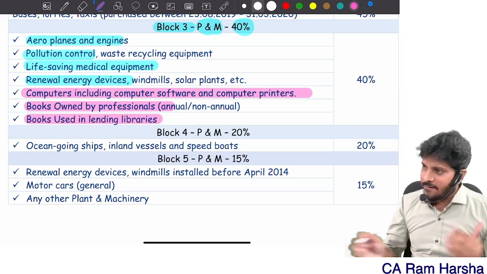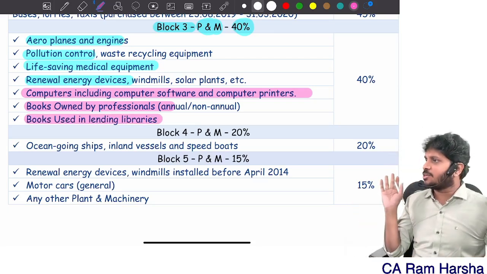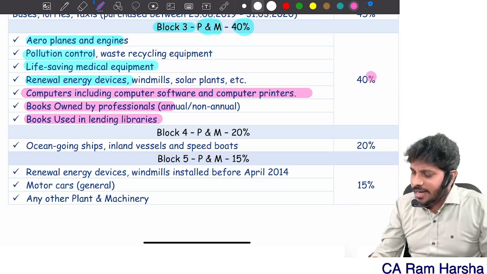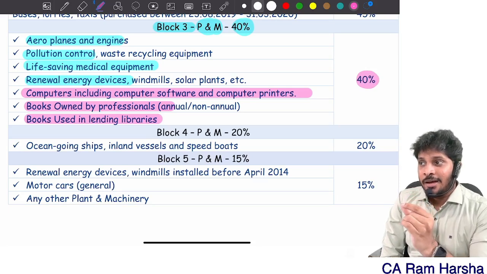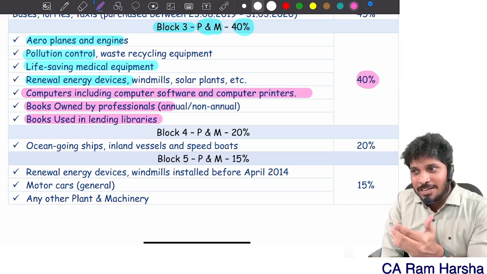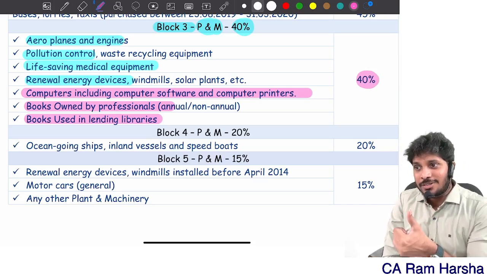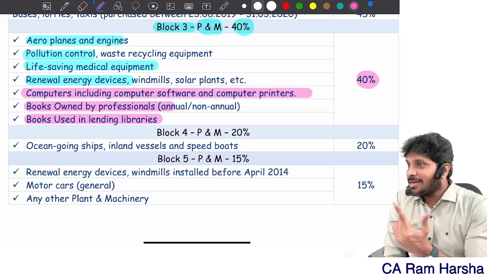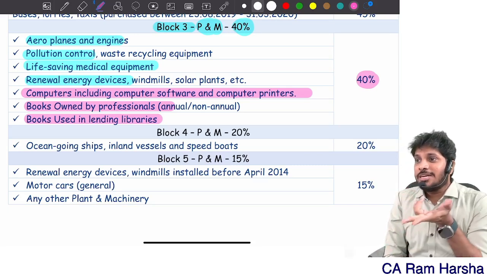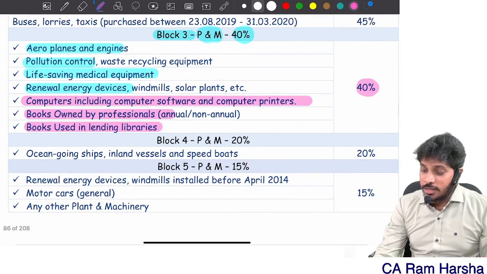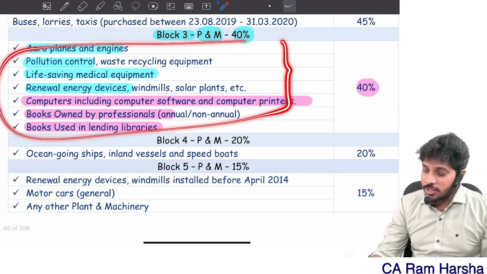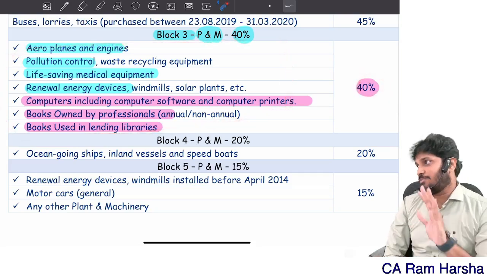Are you getting it? Whether your professional books or library books, whatever it is, they all carry what rate of depreciation? 40. By the way, books are there, right? Obviously, it will come under plant and machinery only, because it is not furniture, not building, not intangible. So naturally, it comes under plant and machinery. Exactly. Now you see all these assets, they all come under the 40% block.